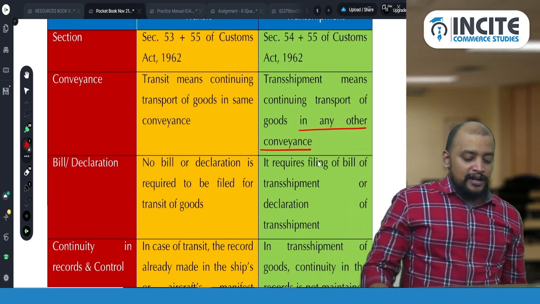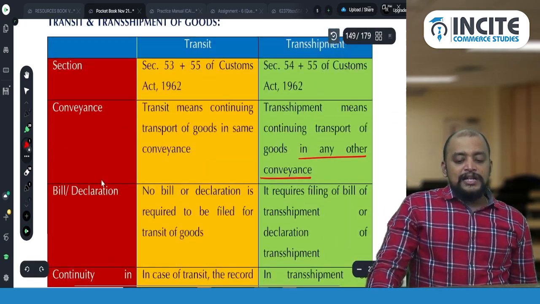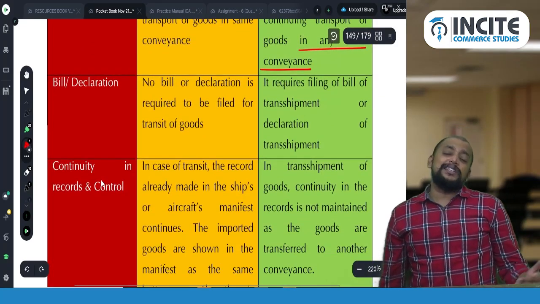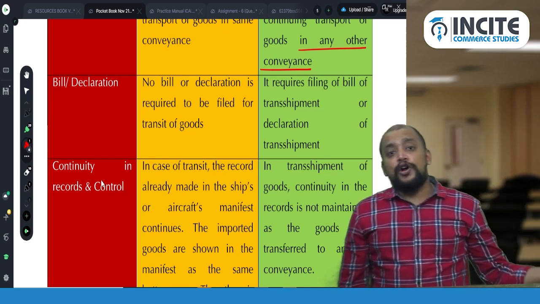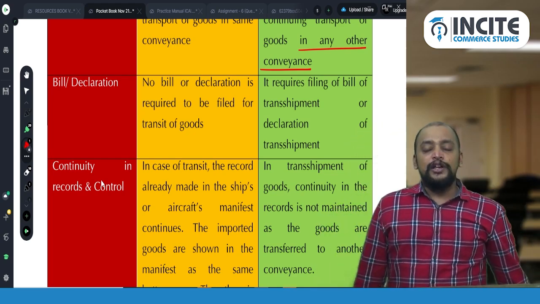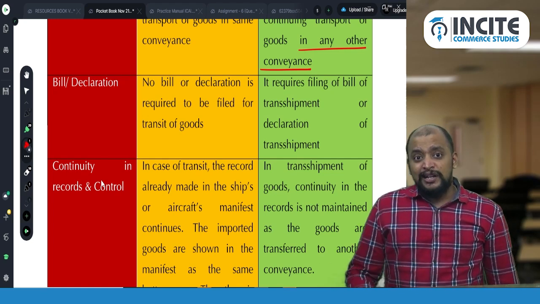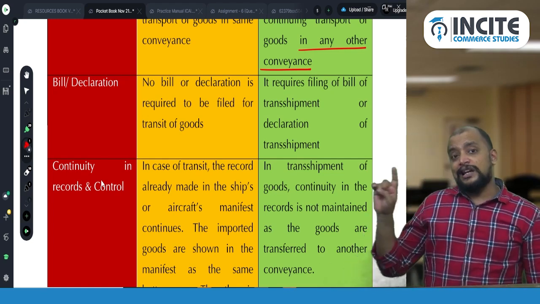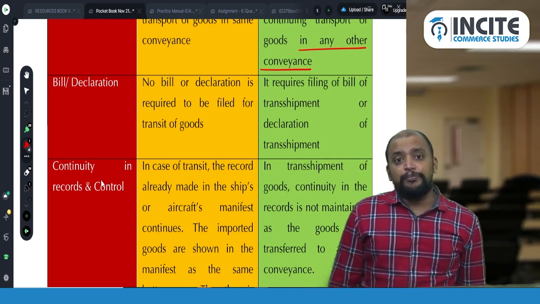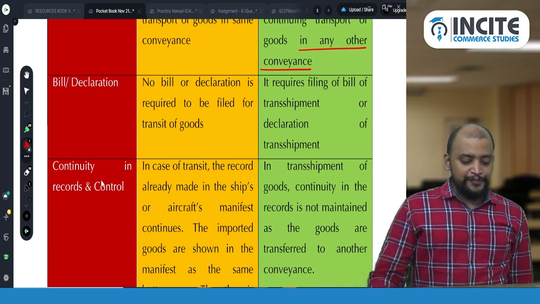Then bill or declaration. In case of transit, no bill or declaration is required, because the same vessel which has brought the goods to the first port is taking them to the subsequent port. So there is no need of any special bill or declaration. Whereas in case of transshipment, it requires filing of a bill of transshipment or a declaration of transshipment.